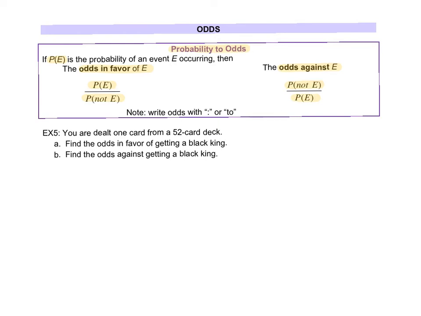Again, when we write odds, we're comparing two things. So the final answer would be a colon or the word "to." We do not keep them as a fraction. Okay? If you see a fraction, it's going to be assumed that it's a probability, it's not an odd.